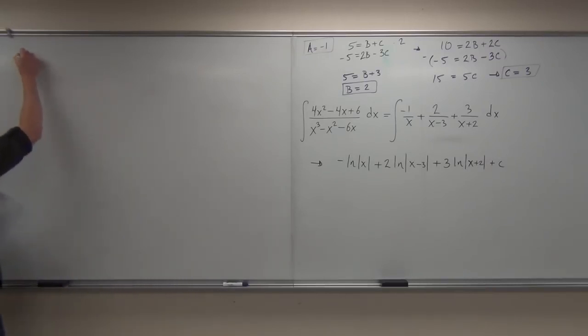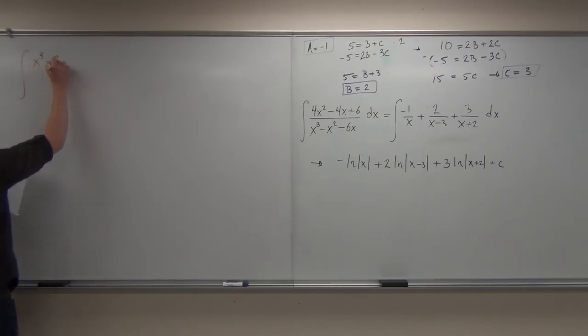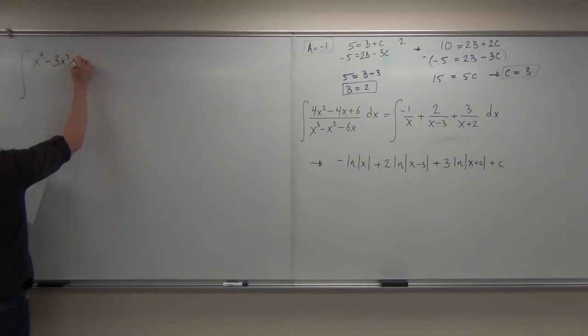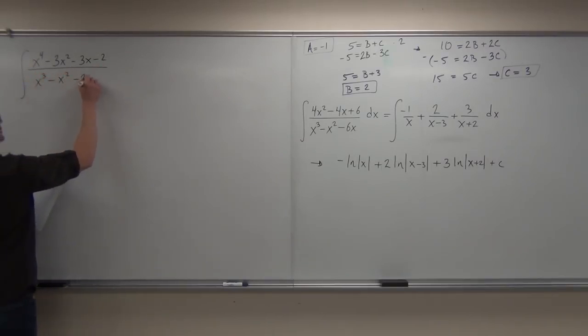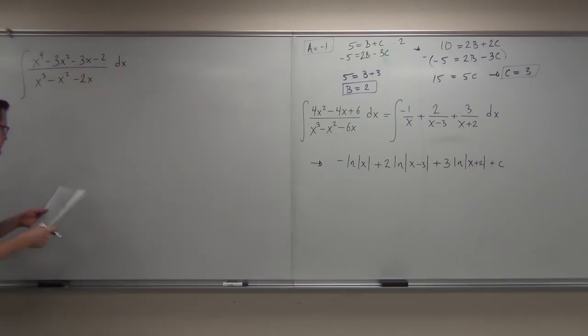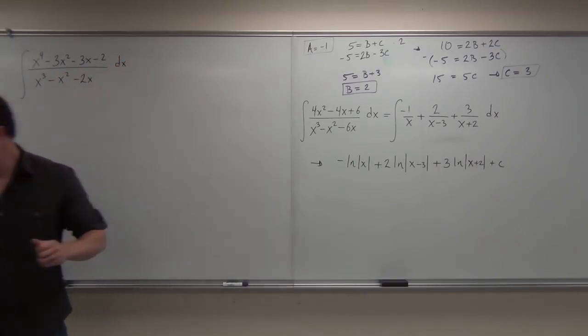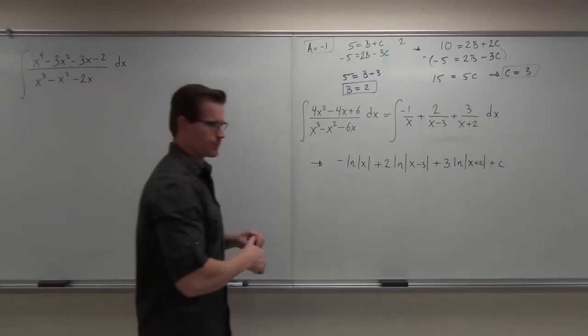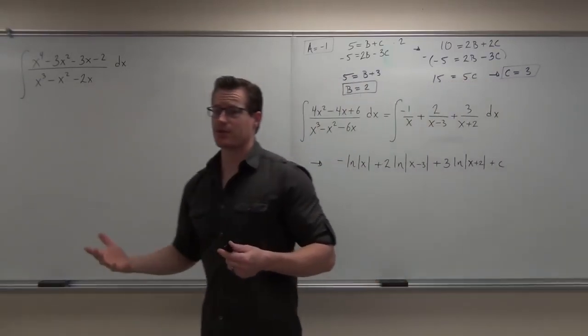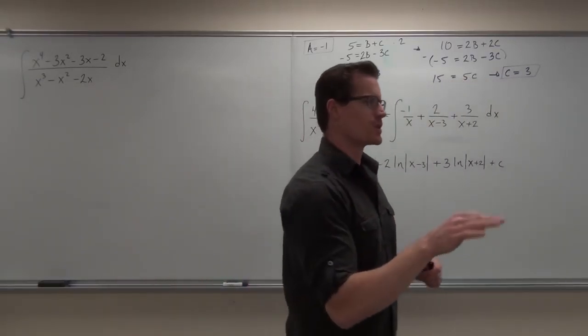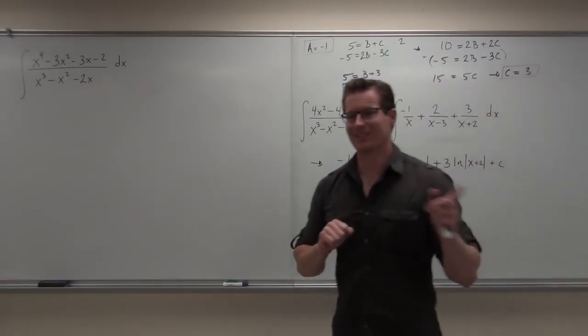Okay, so new example. Let's talk about x to the 4th minus 3x squared minus 3x minus 2, all over x to the 3rd minus x squared minus 2x dx. Tell me something about this problem that is different from the last one that we did. What's different? The degree. The degrees are different.